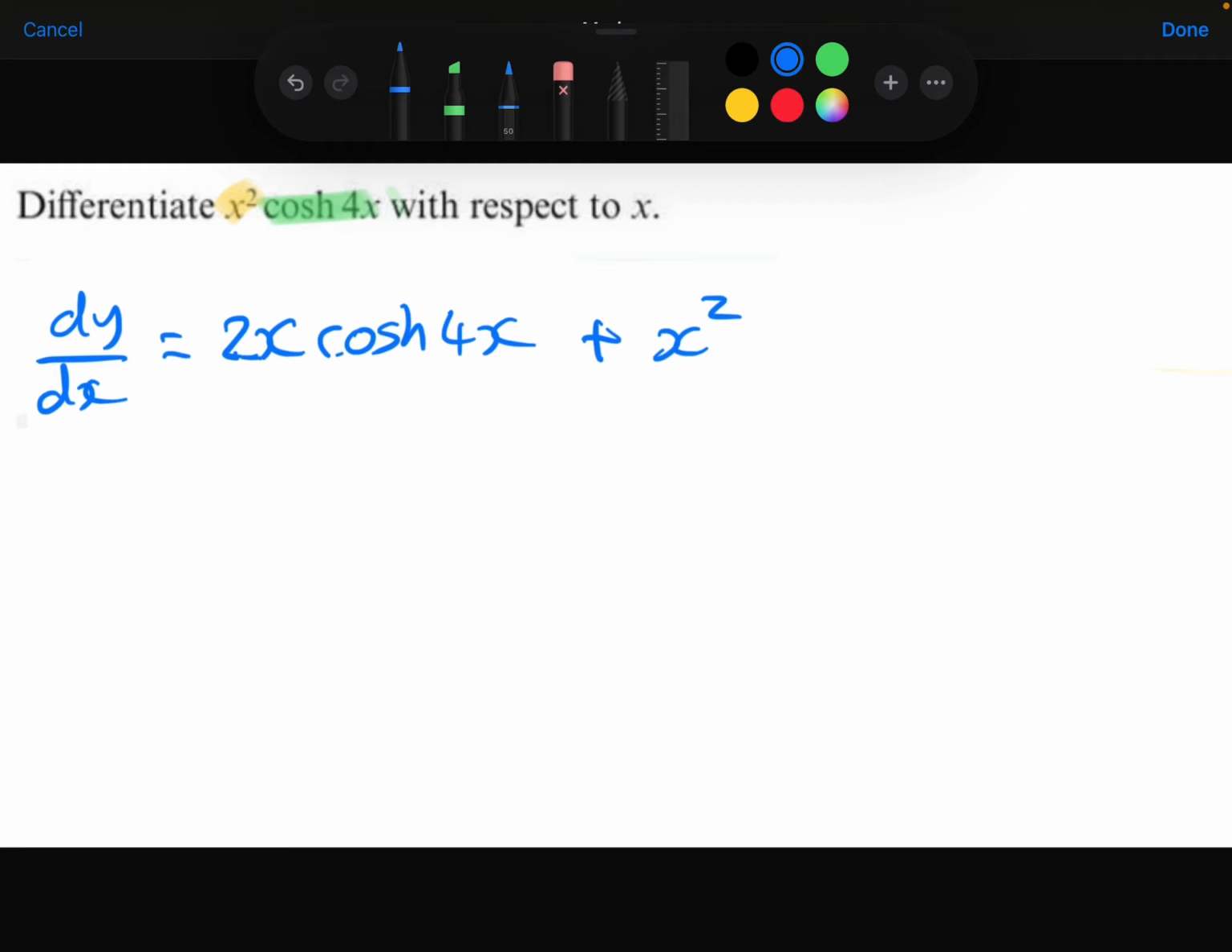So I'll get x squared multiplied by, well, cosh differentiates to be sinh, so I'll get sinh 4x. But by the chain rule, I'm going to have to multiply this by 4 because that's the derivative of the inside function. So timesing this by 4, I'll get 4x squared sinh 4x. So that's it. That's x squared cosh 4x differentiated.